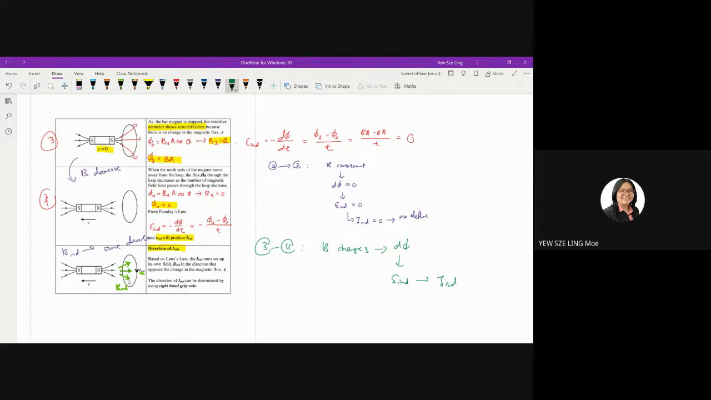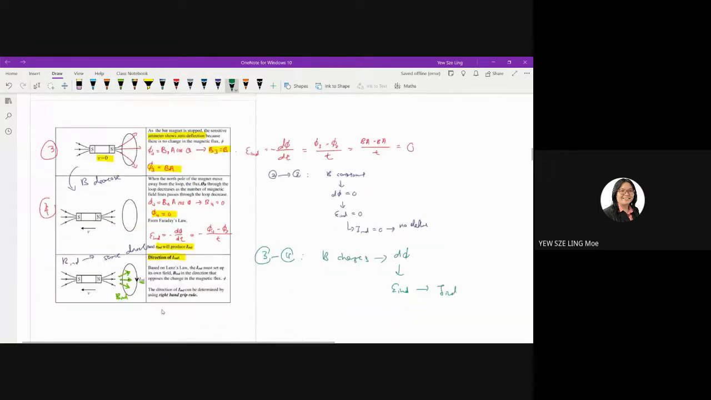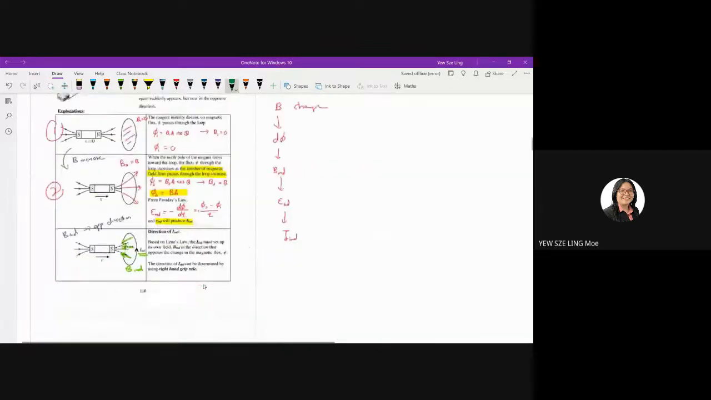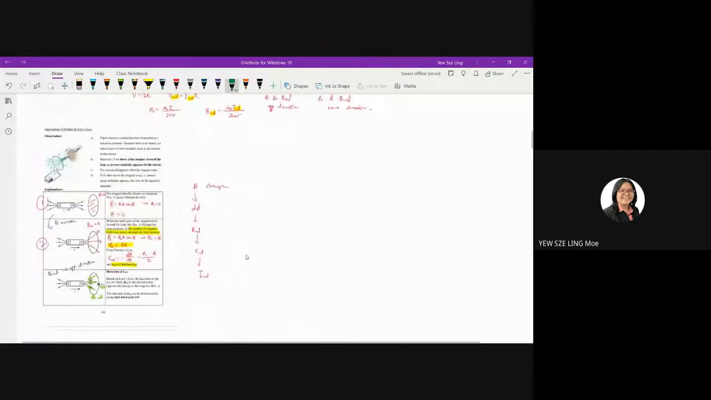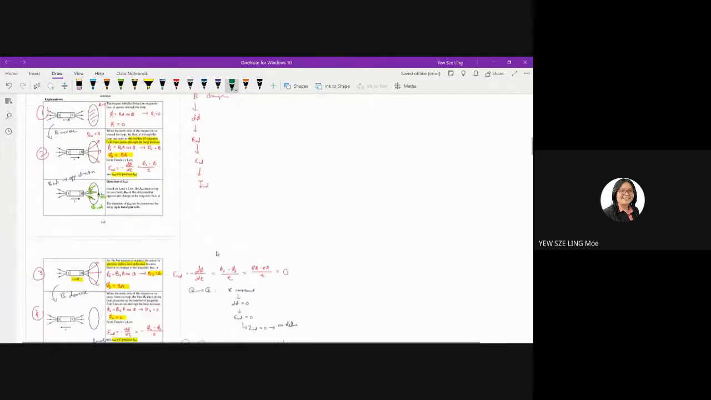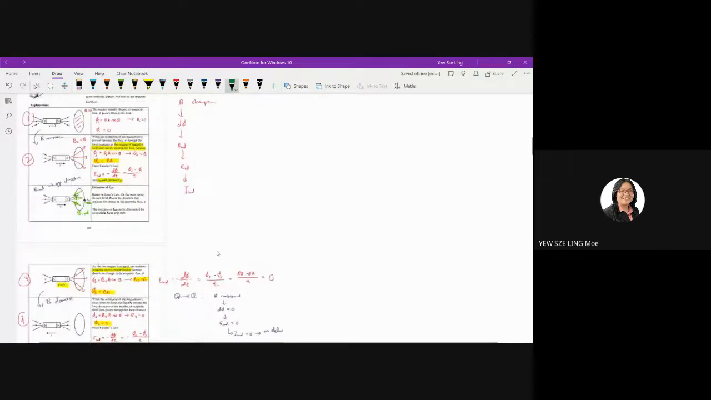Okay, just that now the direction is opposite. Just now anti-clockwise, now clockwise direction. All right, so that is the applications of Faraday's and Lenz's law.